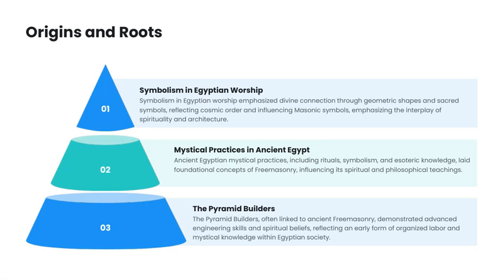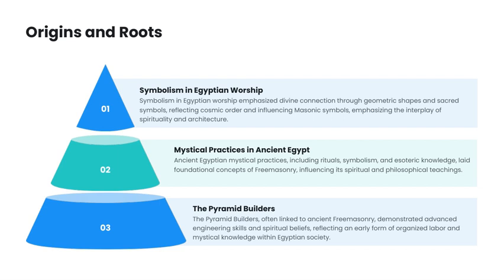Let's explore the origins and roots that connect ancient Egyptian practices to the foundations of Freemasonry. First, we have the pyramid builders. These builders, who are often linked to ancient Freemasonry, showcased remarkable engineering skills and held spiritual beliefs that went beyond just constructing monumental structures. They represented an early form of organized labor combined with mystical knowledge that was deeply embedded in Egyptian society. Their work wasn't only about physical construction, but also about spiritual symbolism and communal effort.